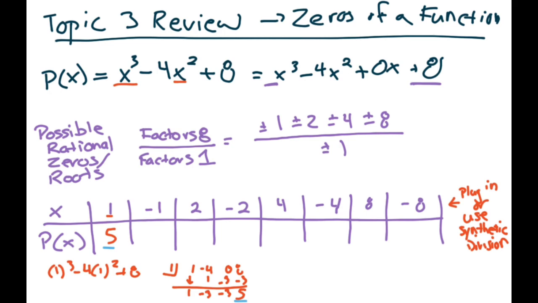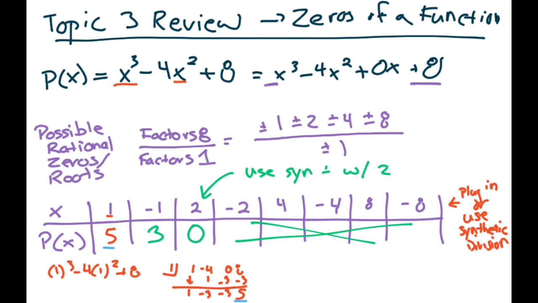So when we do that, we're only really looking for the ones that give us 0. So if I try negative 1, I get 3. When I try 2, I get 0. And I don't really care about these other ones. I just care about the fact that I got 0 here. So what I'm going to do is use synthetic division with, sorry, with 2, because it gave me 0.